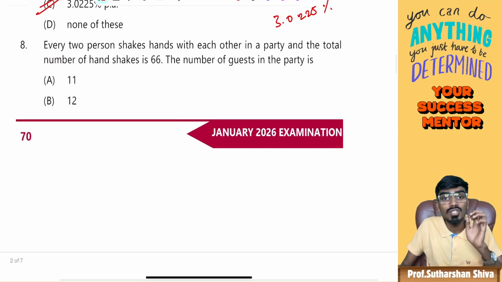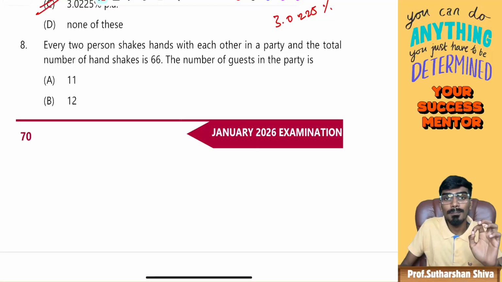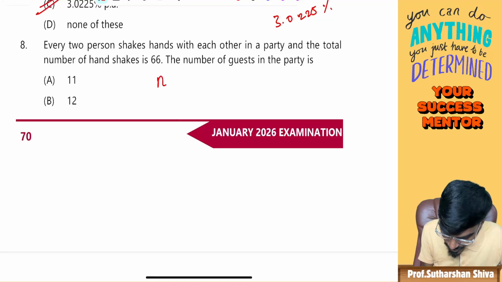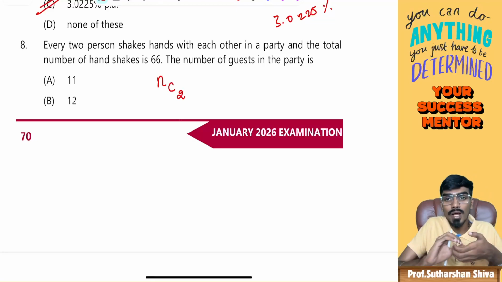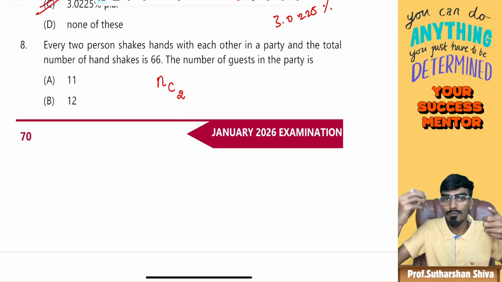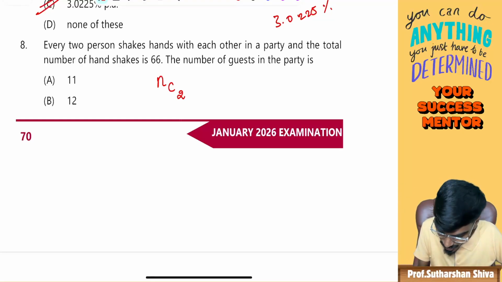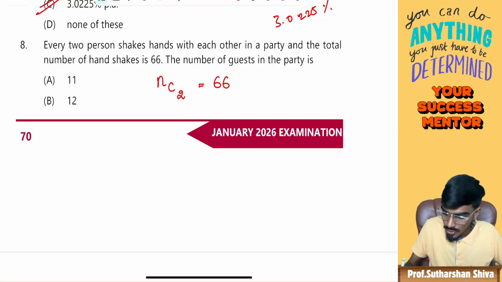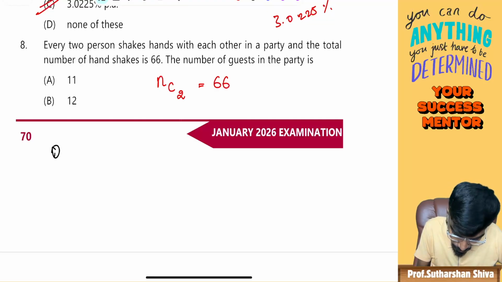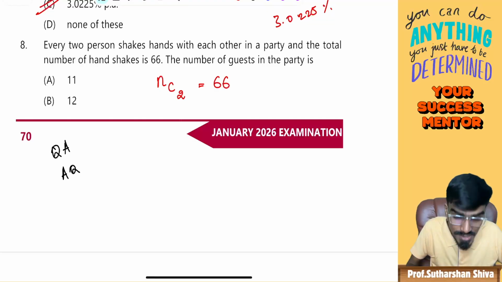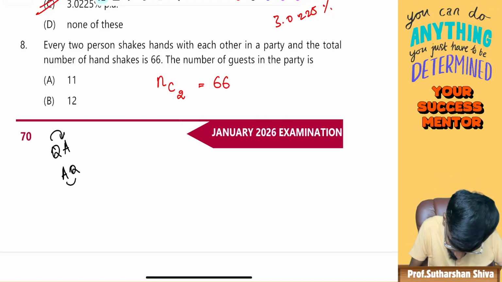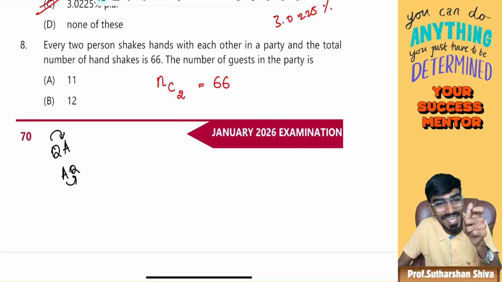Every 2 guests shake hands with each other in a party and the total number of handshakes is 66. So number of persons doing a handshake is 2. To do a handshake we need two persons' hands. Total 66 handshakes. For one handshake we need how many persons? 2 persons. So for this we will have two approaches: one is QA approach, one is AQ approach. It is not quantitative aptitude, it is question to answer, answer to question. For this we'll go with AQ approach.